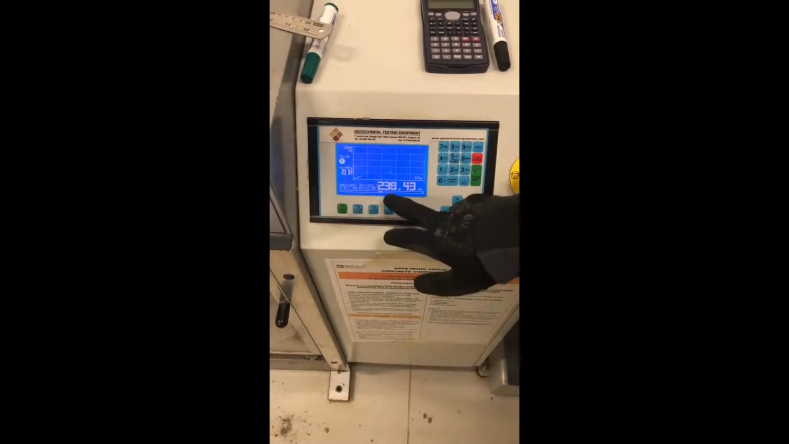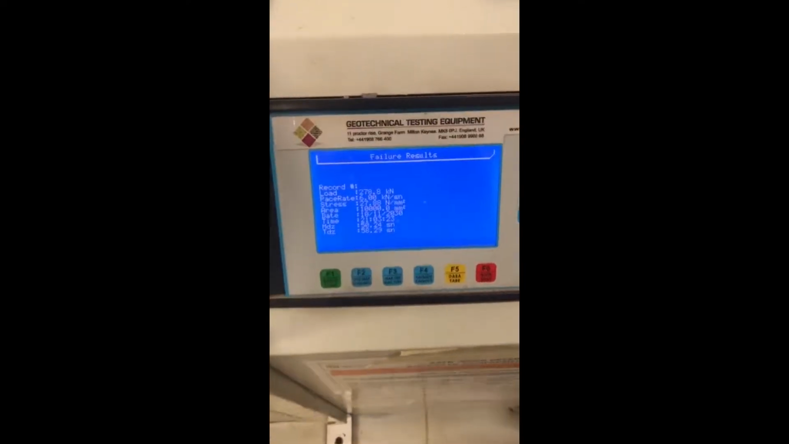Expecting something similar to the last one, given the way they were made and the time they were made. So it is still increasing, you can see here. So that's it now, you can see it's starting to decrease again, so it's reached its optimum. And there's our results now on the screen.